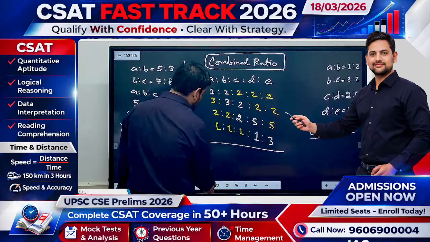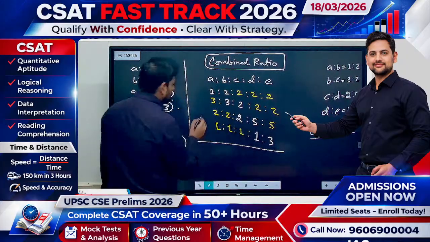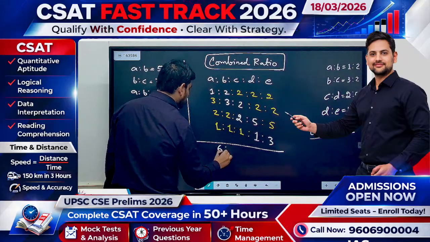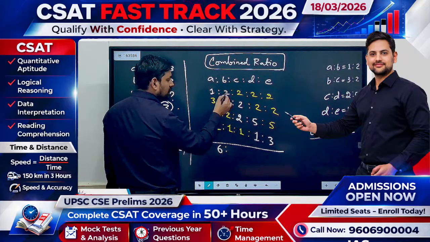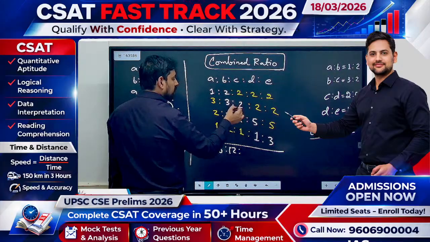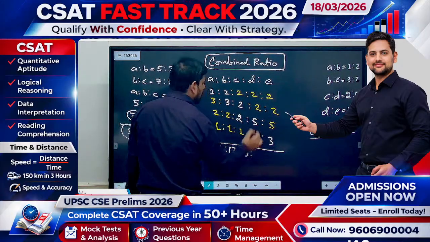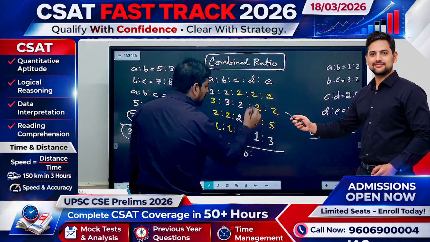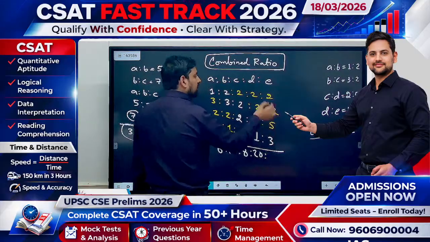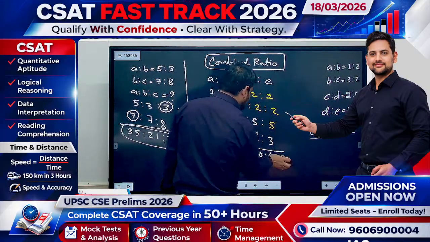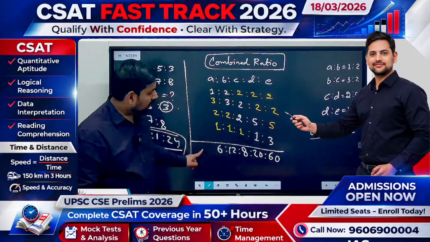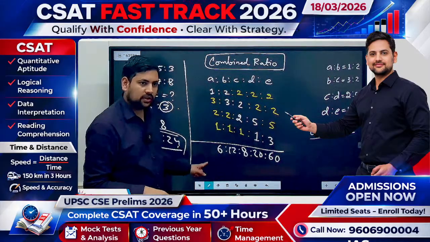Now I just need to multiply them. So 1 into 3 into 2 into 1, what do you get? You get 6. Then 2 2s are 4, 4 3s are 12. Then 2 2s are 4, 4 2s are 8. Then 5 4s are 20 and 5 3s are 15, 15 4s are 60. So this becomes 60.